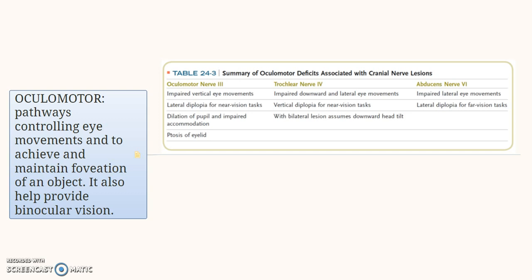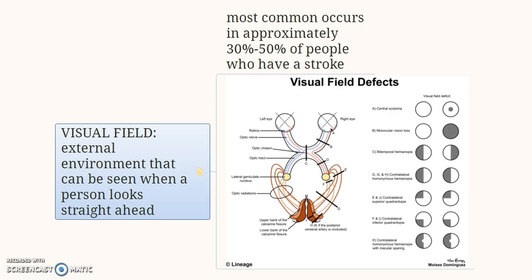For the trochlear nerve, impaired downward and lateral eye movements, vertical diplopia for near vision tasks, and with bilateral lesion, assuming a downward head tilt. For the abducens nerve, the impairment is lateral eye movements and lateral diplopia for far vision tasks.